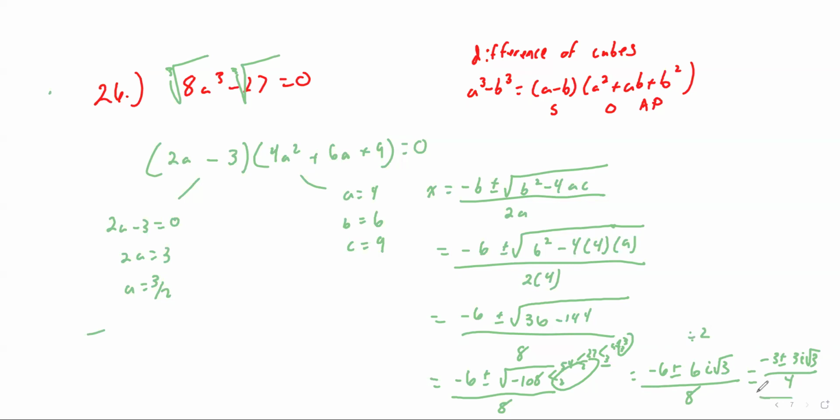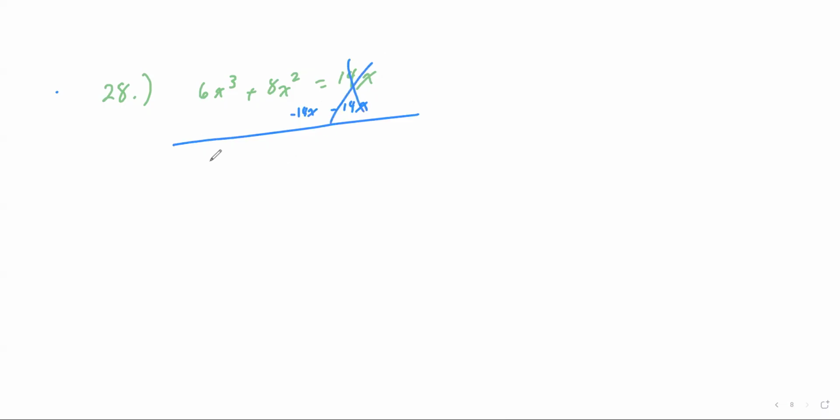All right, let's look at another type of problem that you'll see. Let's look at number 28. 28 is 6x cubed plus 8x squared equals 14x. Well, before you can solve anything, you always want to make sure it's set equal to 0. So I'm going to subtract the 14x over. So I get 6x cubed plus 8x squared minus 14x equals 0.